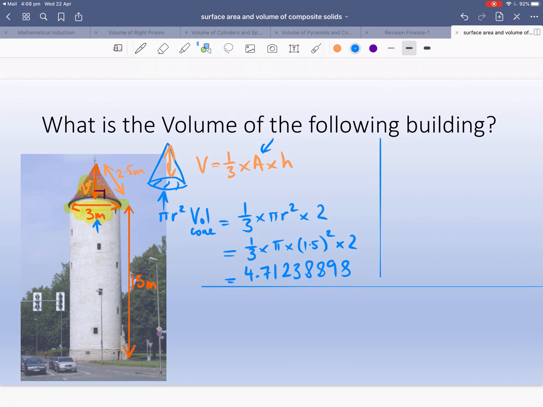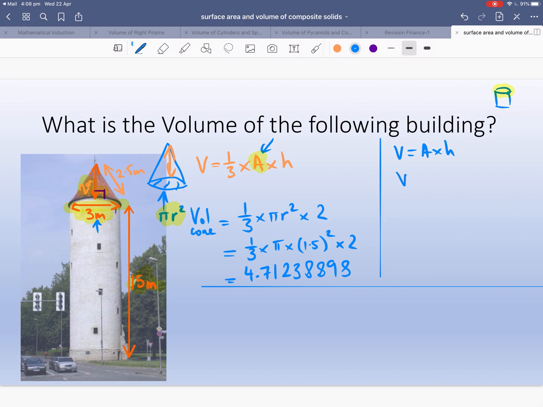Now I need to find the volume of the cylinder. So the rest of this shape down here, which is a cylinder. So volume of a cylinder, it's actually the same as a prism, and it's area times height. The height of this cylinder is 15 meters. All right, so that's pretty straightforward. But what area is it? So normally it's the area of the cross section. The cross section is this bit up here. So it's actually the same shape, which makes sense because they're built on top of each other, as this area, which is pi r squared.